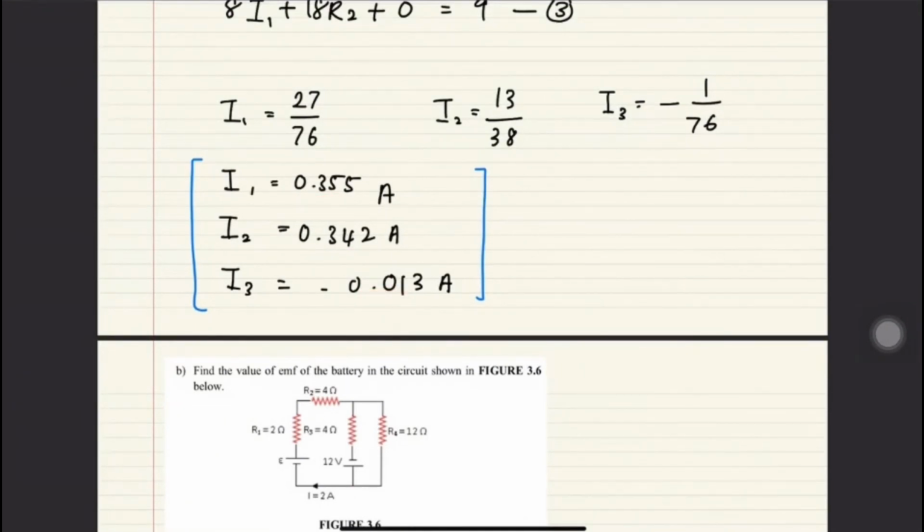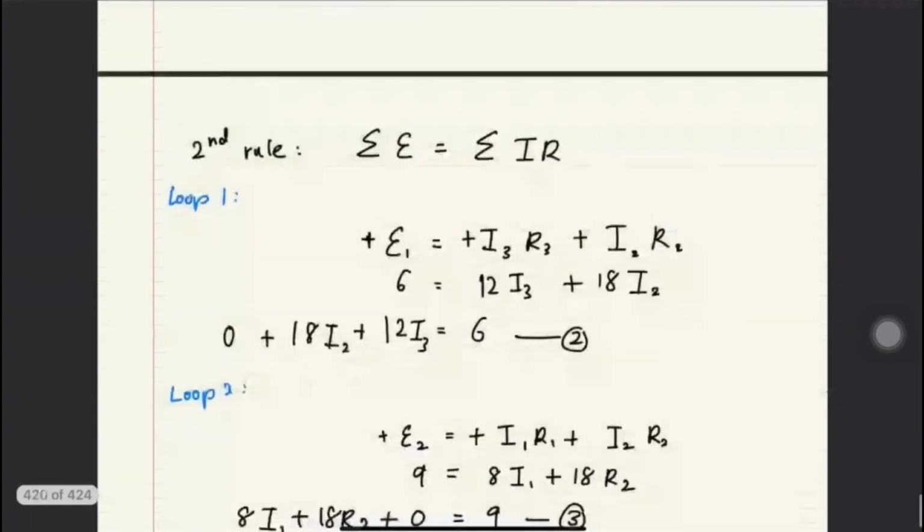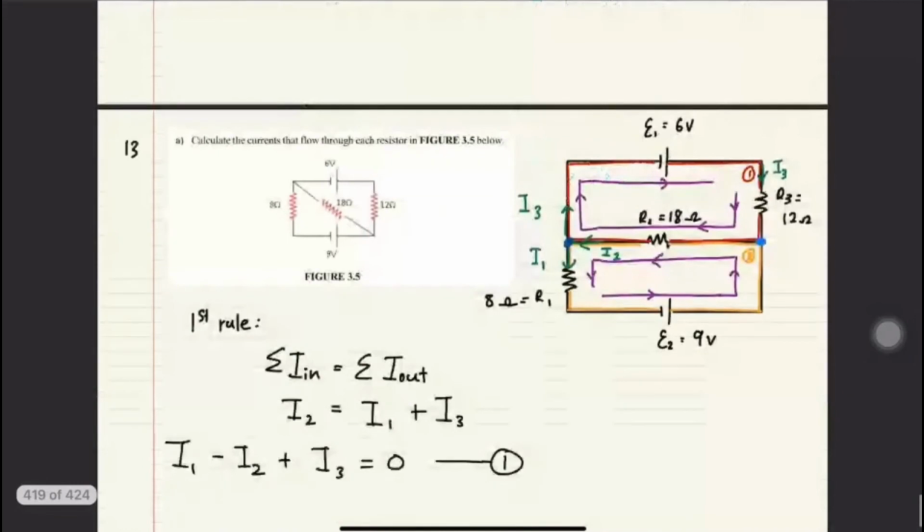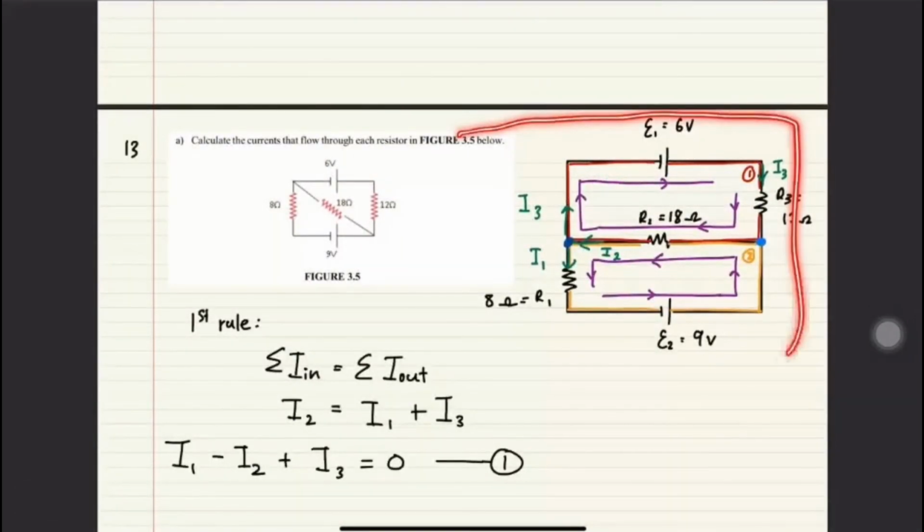Yes, sir. Okay. So saya ulang dia memang panjang sedikit. Yang the key thing here is that bila kamu redraw ni, kamu kena identify loop 1 dengan loop 2. Okay, and then the paling penting sekali, determine the direction of loop dengan current tu. Kalau current tak diberi lah. After that, you just follow the flow.